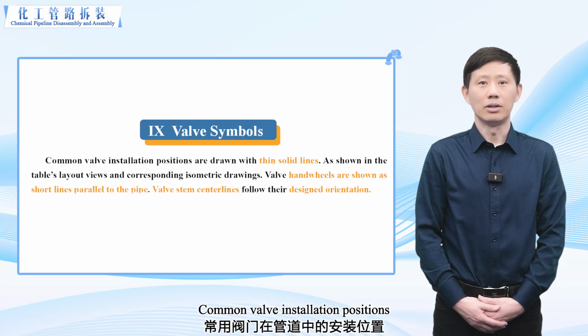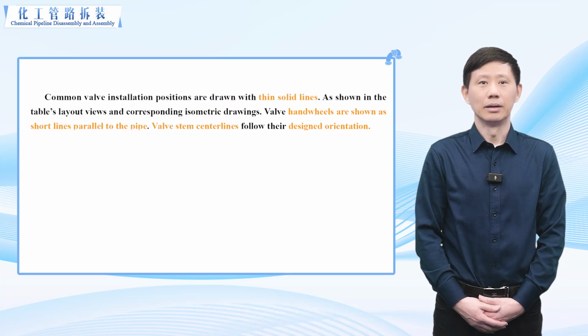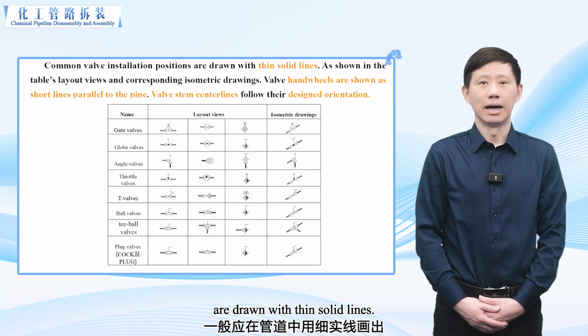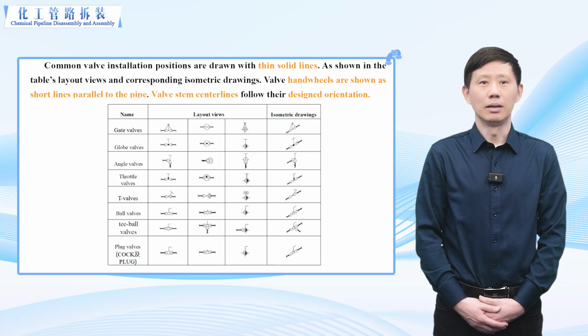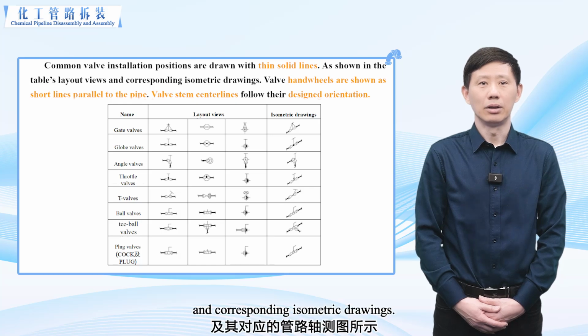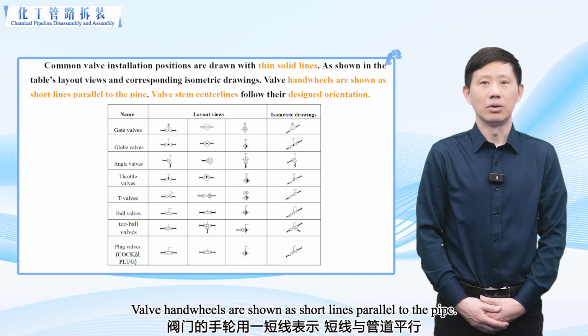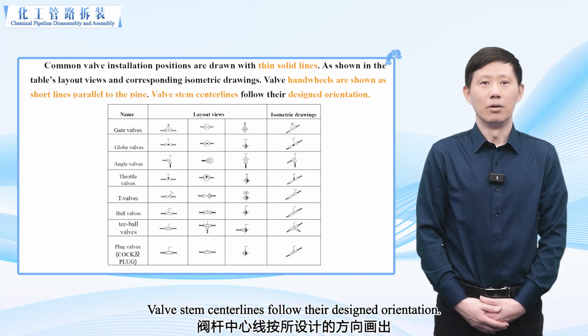Common valve installation positions are drawn with thin solid lines, as shown in the table's layout views, and corresponding isometric drawings. Valve handwheels are shown as short lines parallel to the pipe. Valve stem center lines follow their designed orientation.